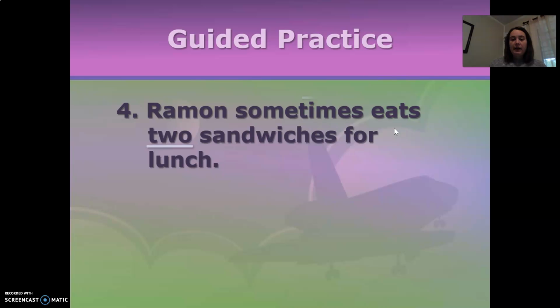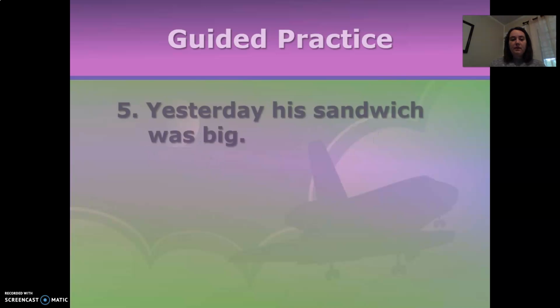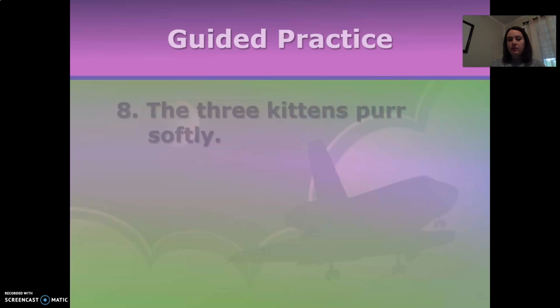So we've got 2 as our adjective and sometimes as our adverb. Number 5, yesterday his sandwich was big. Well, when was his sandwich big? Yesterday, that would be our adverb. And what does his sandwich look like? It's big, a predicate adjective. So we underline big and we circle yesterday.